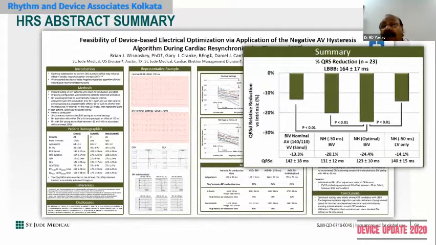Dr. Jadhav, please conclude. About to, but another adaptive CRT and that finishes.